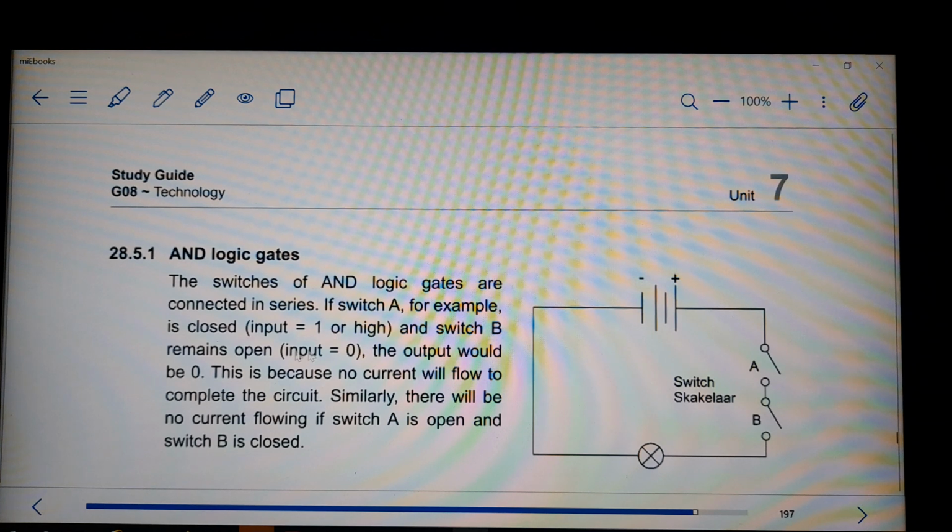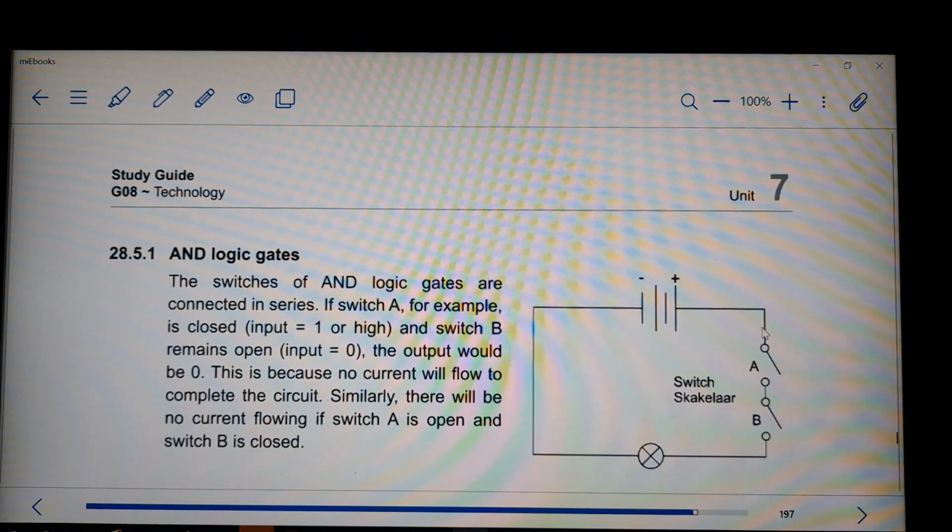And if the switch is open, it is 0, because it is off. Off is 0, on is 1. Closed is 1, open is 0. The output would be 0. This is because no current will flow to complete the circuit. Similarly, there will be no current flowing if switch A is open and B is closed.